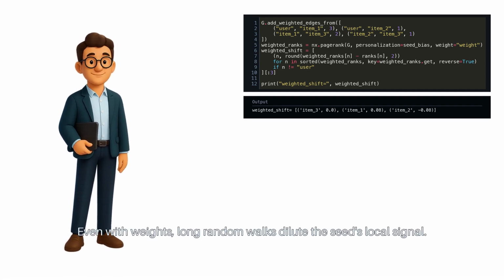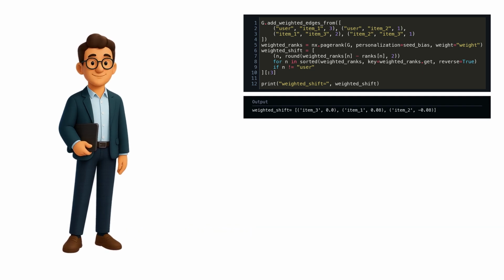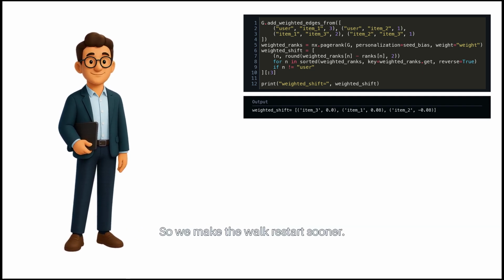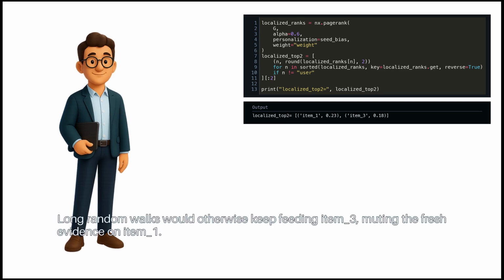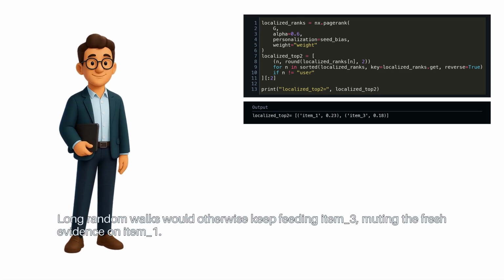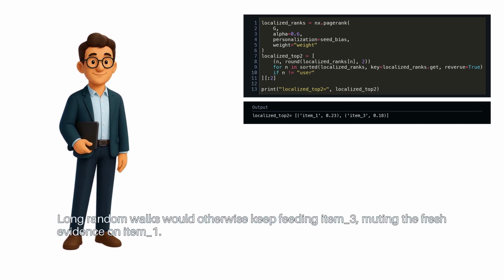Even with weights, long random walks dilute the seed's local signal, so we make the walk restart sooner. This snippet lowers the NetworkX damping factor, so personalized PageRank stays closer to the seed neighborhood. Long random walks would otherwise keep feeding item 3, muting the fresh evidence on item 1.